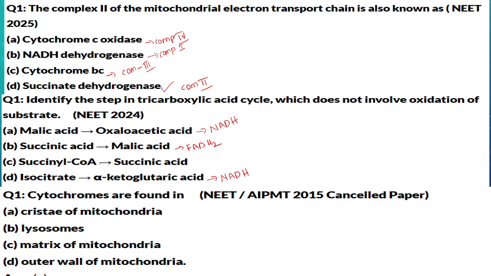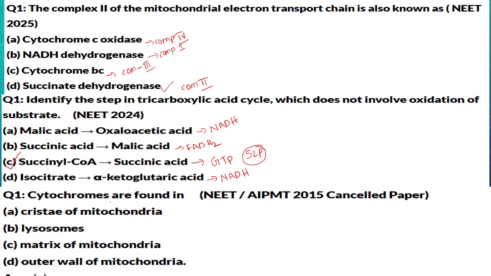According to option C, succinyl CoA to succinic acid, it forms a GTP molecule. Here substrate level phosphorylation occurs, SLP. Substrate level phosphorylation occurs, not oxidation. So option C is correct.